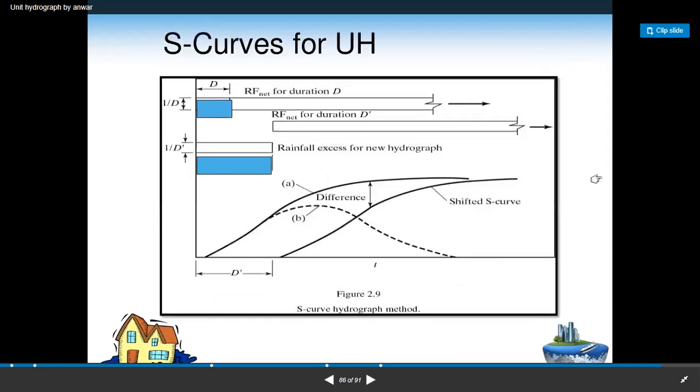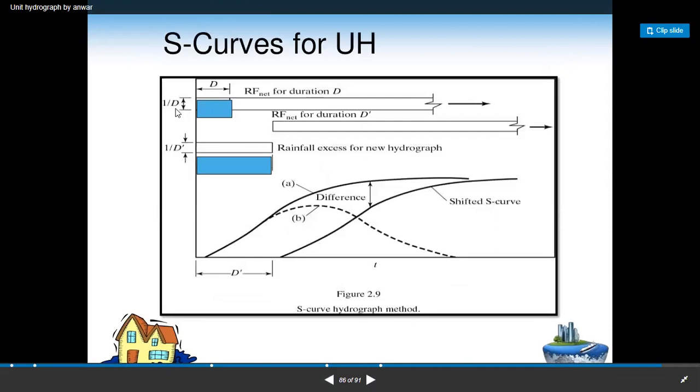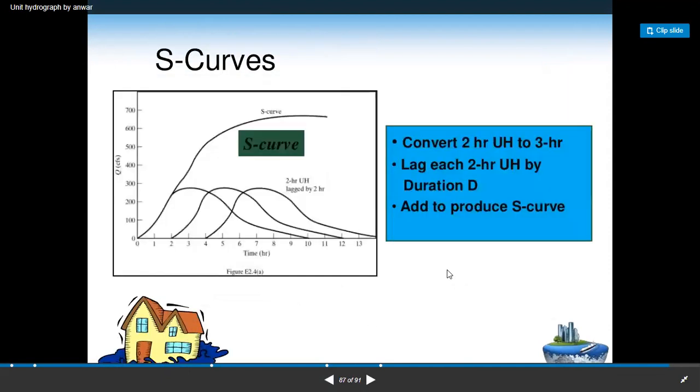Guys, here are the S curves of the unit hydrograph. 1 by D, 1 by D. Here D, RF net for duration D. Rainfall excess for a new hydrograph is the difference between the S curve and the shifted S curve. Here is the S curve hydrograph method and the S curve.